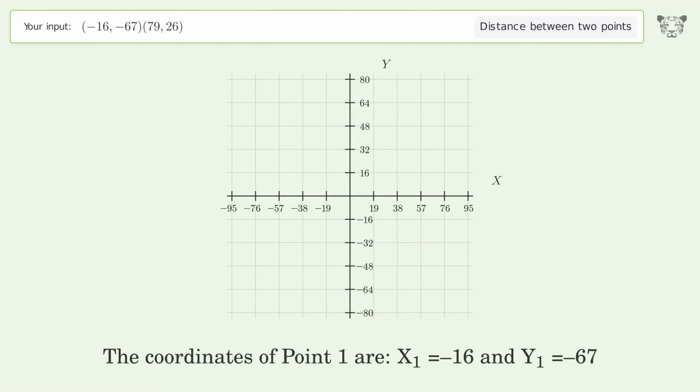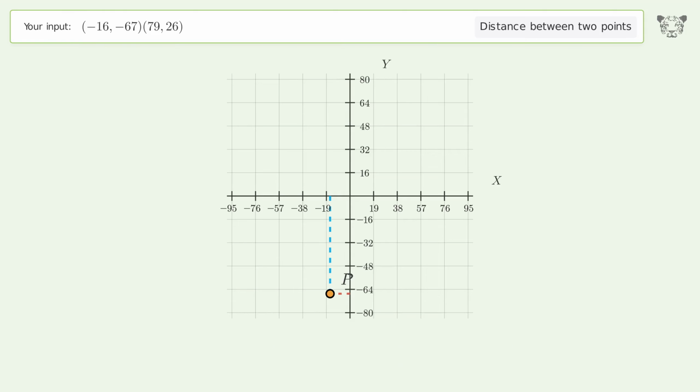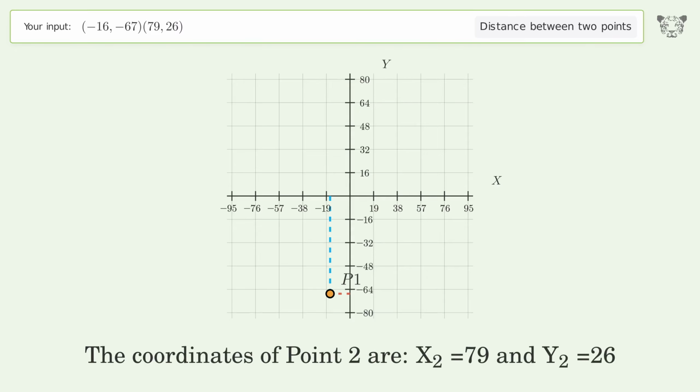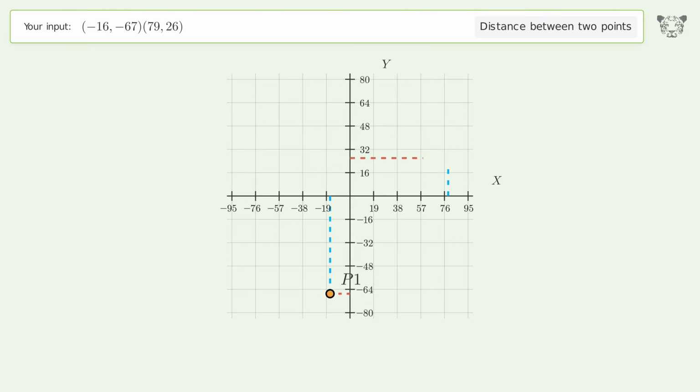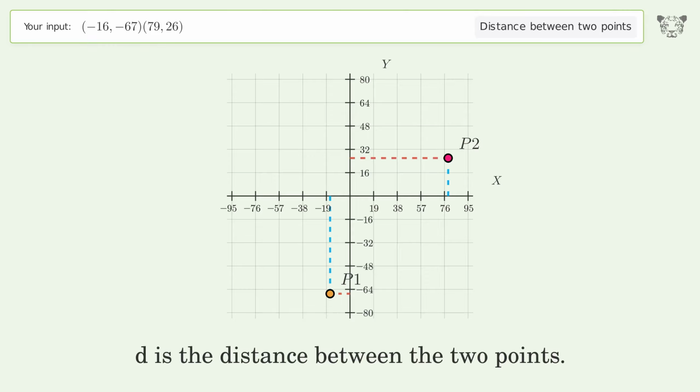The coordinates of point 1 are x1 equals -16 and y1 equals -67. The coordinates of point 2 are x2 equals 79 and y2 equals 26. D is the distance between the 2 points.